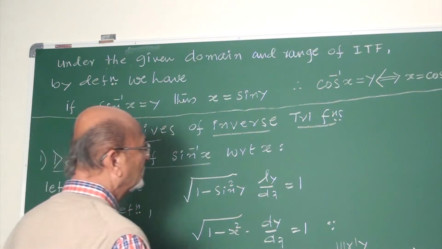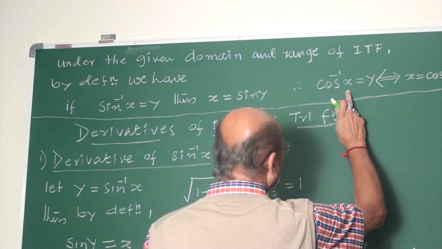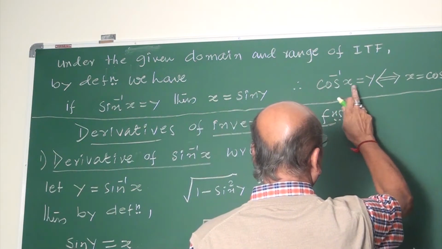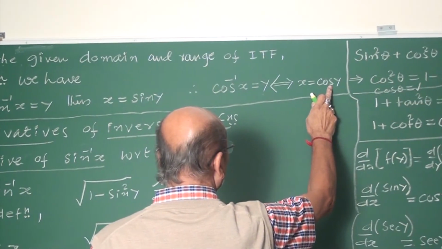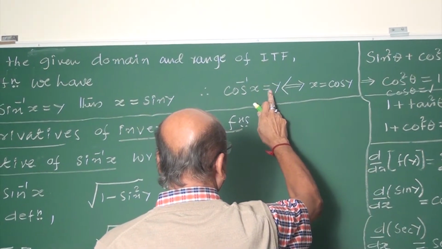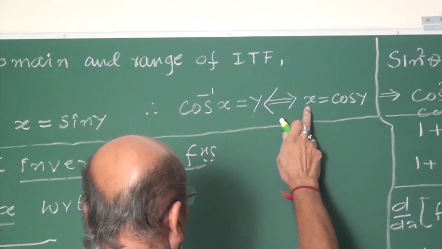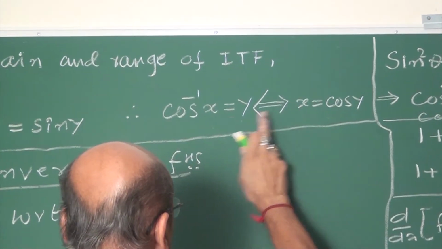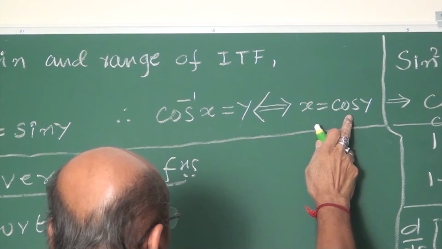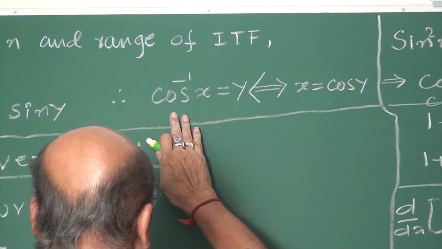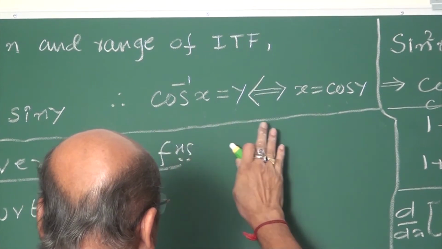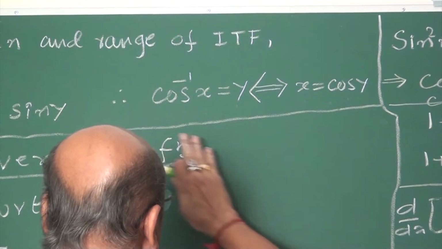Similarly, cos inverse x equals y gives x equals cos y. Conversely, x equals cos y gives y equals cos inverse x. Bring cos this side, cos inverse. Bring cos inverse this side, cos y. You know all these definitions. Similarly with tan inverse, cot inverse, sec inverse, cosec inverse.